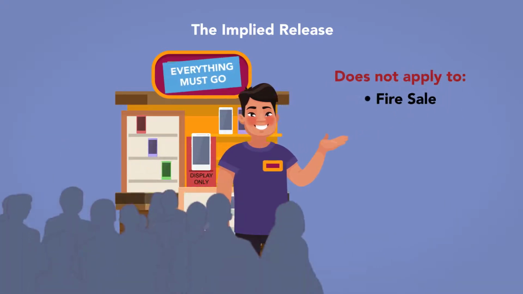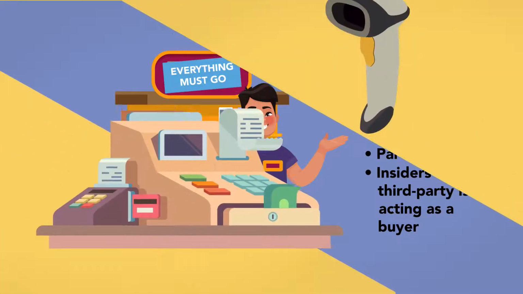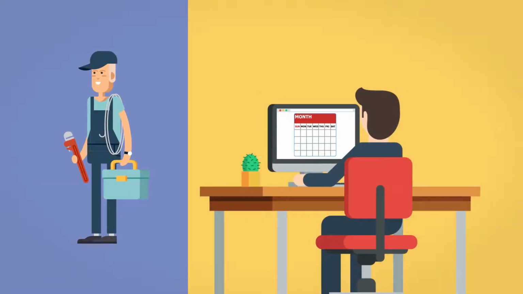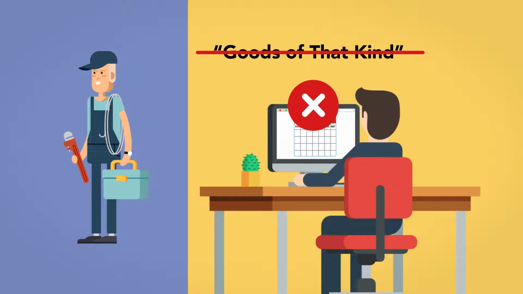This rule does not apply to fire sales, those not at arm's length, such as sales to relatives or friends or part gift, part sales, to insiders, or when a third party is acting as a buyer, known as a straw man, to help the debtor circumvent the security interest. Additionally, sales of other goods, like equipment used to run the business, or the computers used by a plumbing company to track appointments, supplies, and bookkeeping, are outside of the goods of that kind requirement.